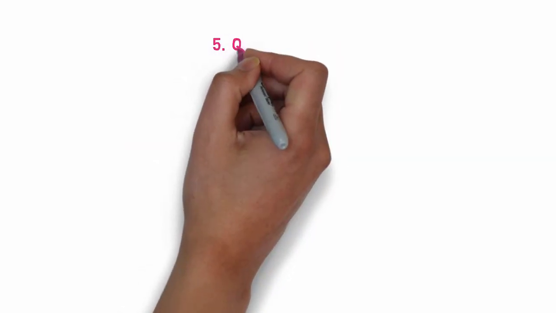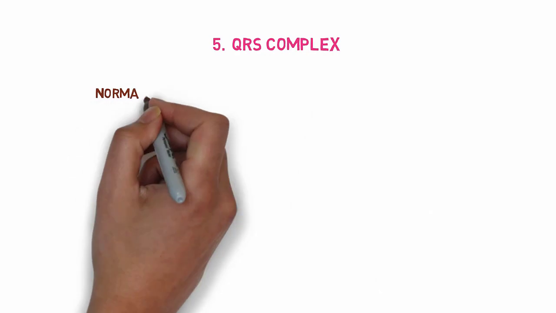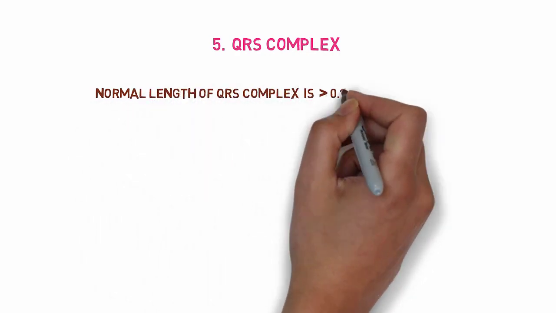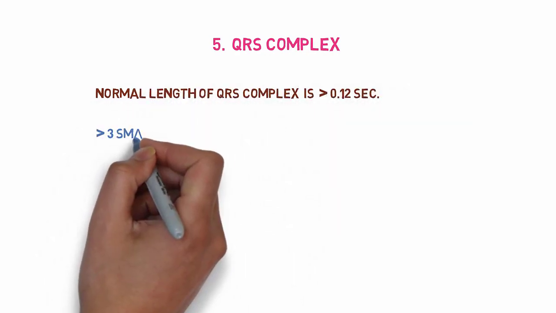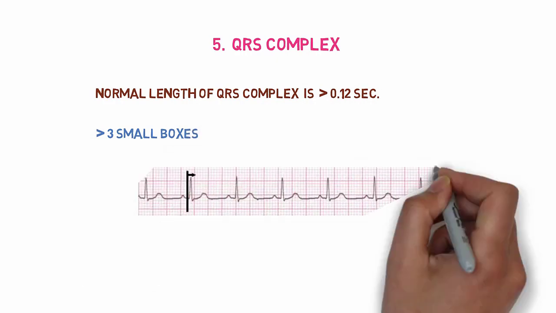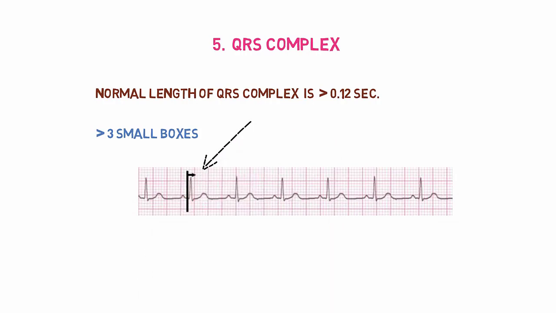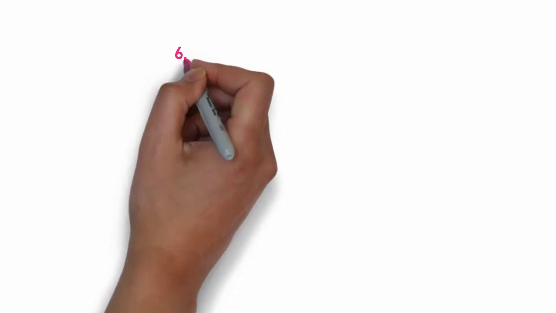The fifth characteristic of a normal sinus rhythm is QRS duration. The normal length of the QRS complex is less than 0.12 seconds, that is, less than 3 small squares. Let us analyze this ECG. Here the QRS duration is within 3 small boxes. So we can say that it is a normal QRS complex.